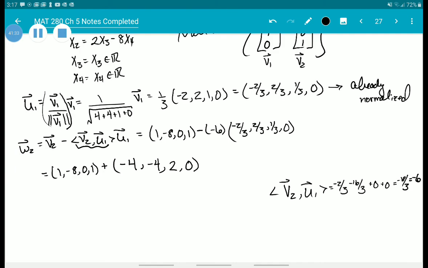Let me check my signs real fast. So I changed this to a positive here. So positive 6 times 2/3 would be a positive 4. Positive 6 times 1/3 would be a positive 2. And then 0. So we get negative 3, negative 4, 2, and 1. So this is W2, but it's not normalized. Now we have to normalize it.